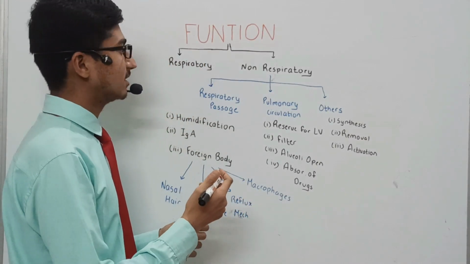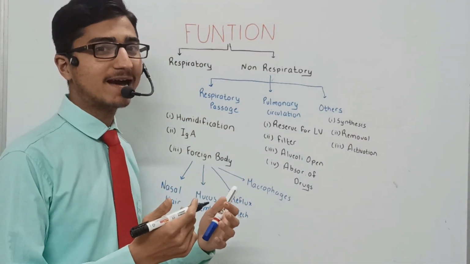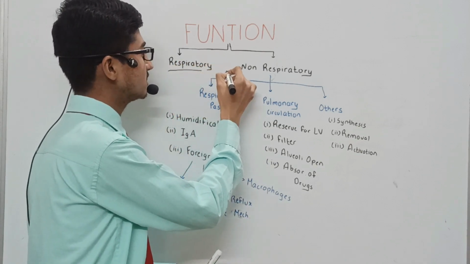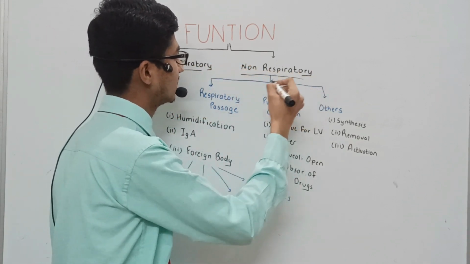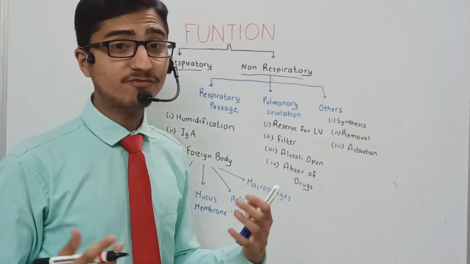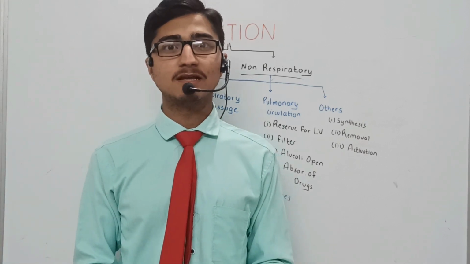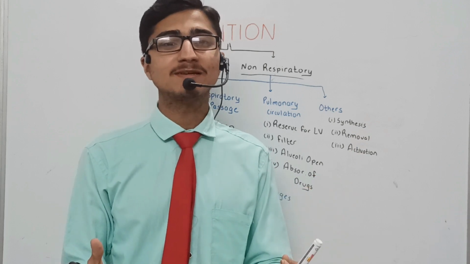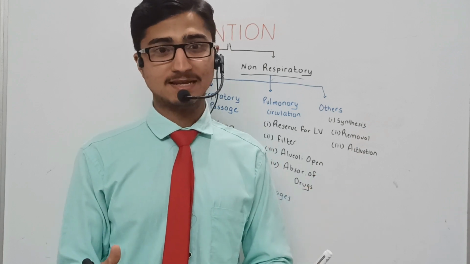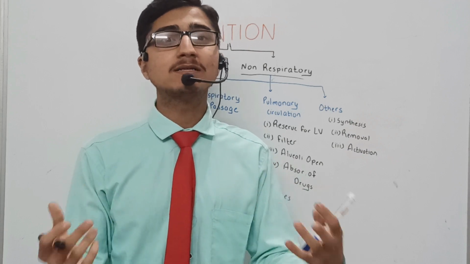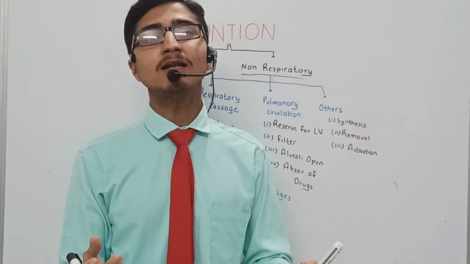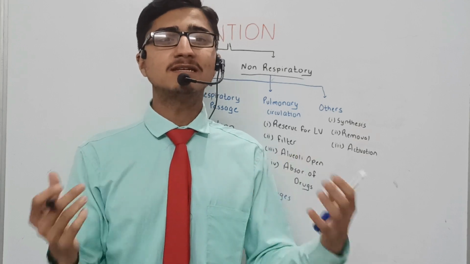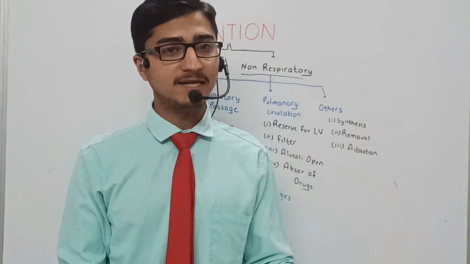Broadly speaking, the respiratory system functions are divided into two parts: respiratory functions as well as non-respiratory functions. Now, what is respiratory function? We all know that the main function of the respiratory system is exchange of gases, that is, to provide oxygen to the blood and removal of carbon dioxide from the blood. So these functions we know from many decades.